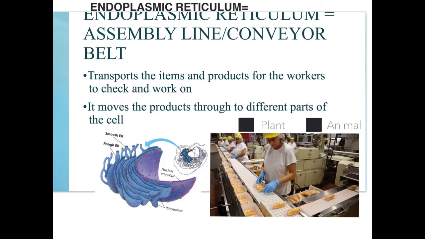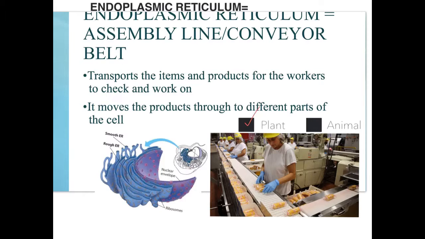Continuing on, the endoplasmic reticulum is like the assembly line or a conveyor belt that we often find in factories. As you can see in this picture, here are women working on the factory line producing Twinkies. In a cell, just like on the assembly line, the endoplasmic reticulum transports items and products, and it moves products to different parts of the cell, or moves the product along throughout the factory.